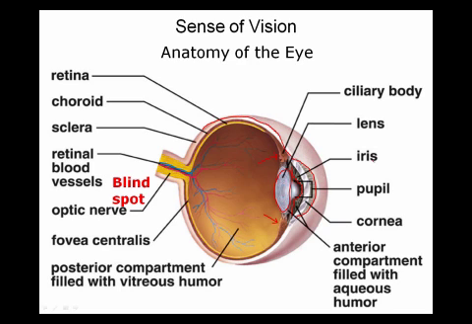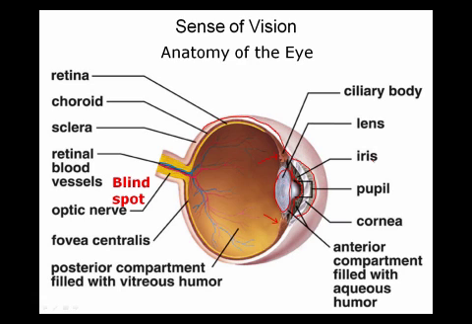Behind the lens, the compartment, it's called the posterior compartment of the eye. It's filled with a gelatinous material, vitreous humor. So incoming light must pass through the cornea, the pupil, and the lens, the vitreous humor, and then it can interact with the photoreceptors of the retina.